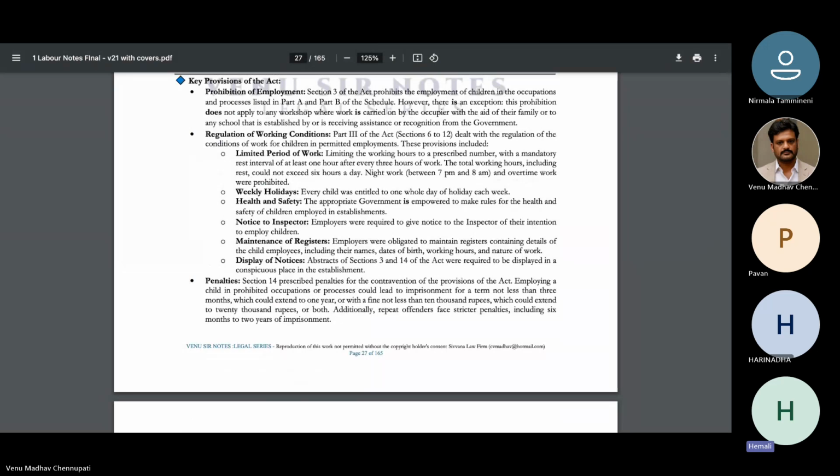The total working hours, including rest, should not exceed 6 hours a day. Night work between 7 p.m. and 8 a.m. and overtime work were prohibited, because the children know. Weekly holidays, every child was entitled to one whole day of holiday each week.